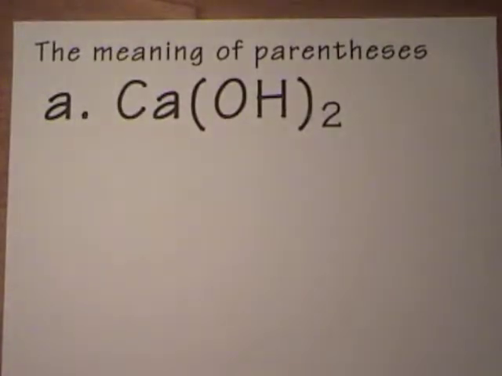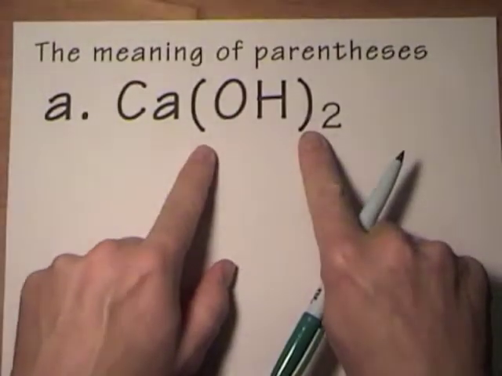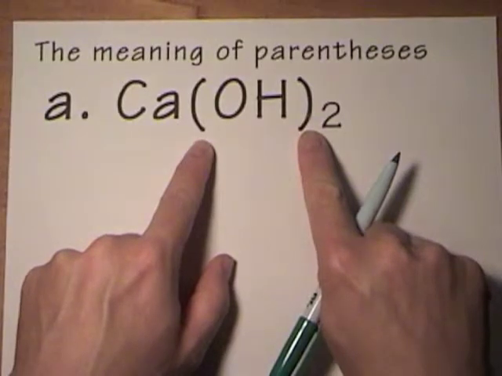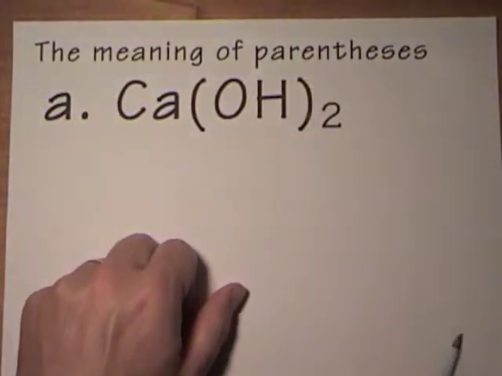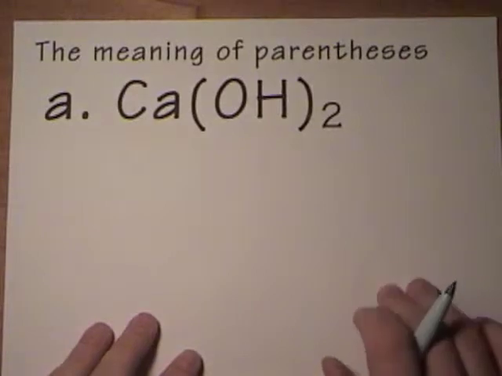Another part of a chemical formula is parentheses. These guys right here. They work in chemistry the same way they work in your math class, which is you distribute something from outside the parentheses into the parentheses by multiplication. But we're going to look at it a different way first.